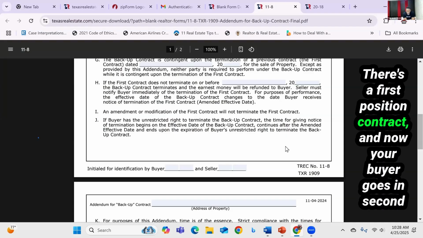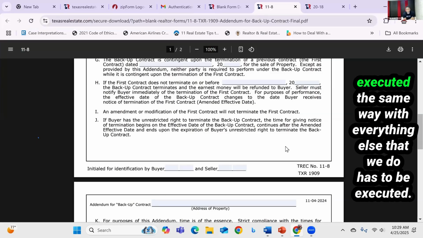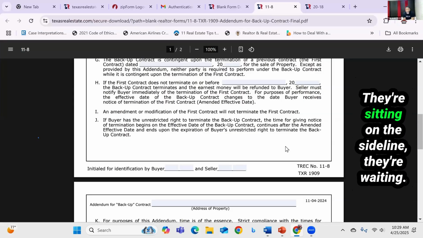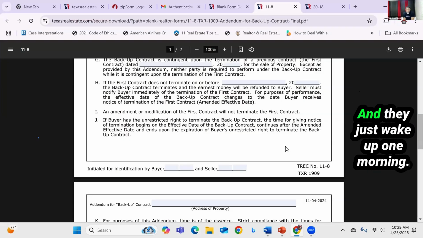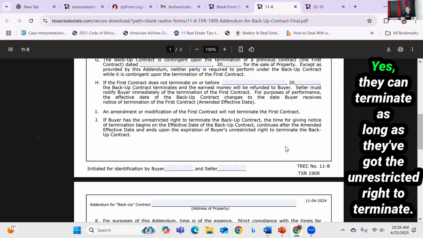There's a first position contract, and now your buyer goes in second position with an executed backup contract. And this contract has to be executed the same way as everything else that we do. They're sitting on the sideline, waiting, and they just wake up one morning and they want to terminate. Yes, they can terminate as long as they've got the unrestricted right to terminate.